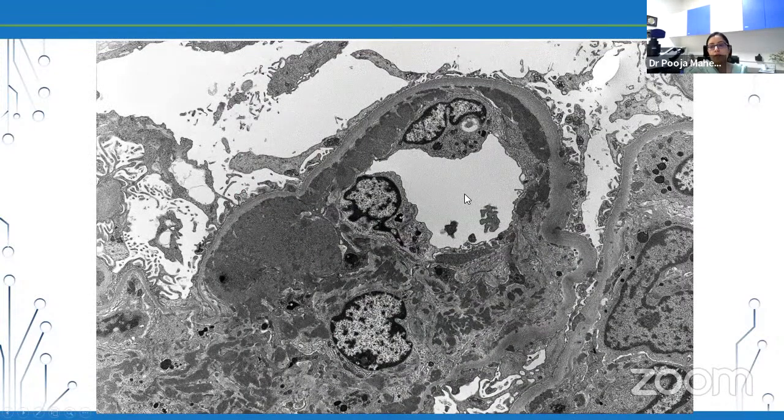On EM in particular, the extent of the electron dense deposits is more in class 4. So these large, chunky subendothelial deposits are there. These are all subendothelial deposits. And you can rarely see any deposits, any immunostaining here. So these are mesangial deposits.